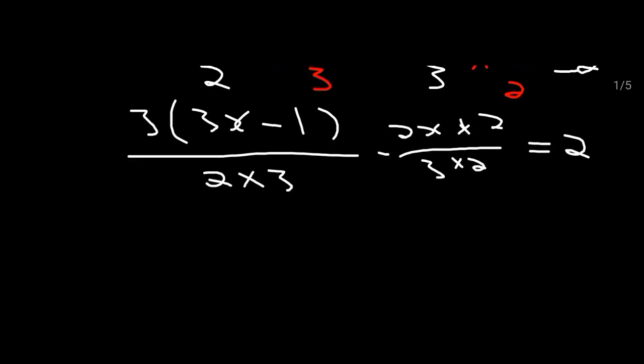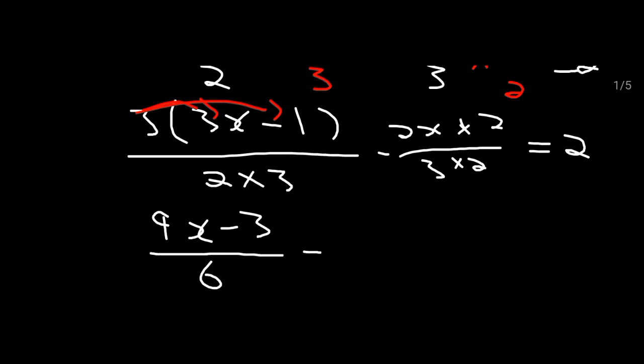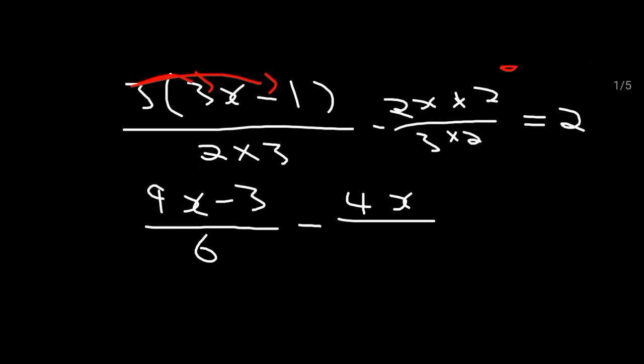Okay, so let's simplify. Our distribution over here: 3 multiplied by 3x will be 9x. We're going to say 3 multiplied by 3, which is 9, and then x, because the variable remains the same. And then 3 multiplied by negative 1 gives negative 3. Then over 2 multiplied by 3, it's 6. Then subtract, this is 2 again. We have 2x multiplied by 2, which will be 4x. We covered this multiplication in the previous videos. Then 3 multiplied by 2 is 6, then equal to 2.